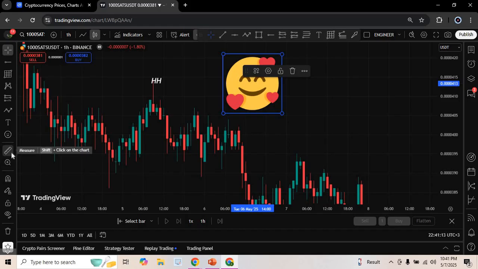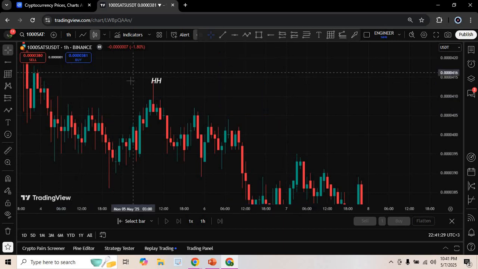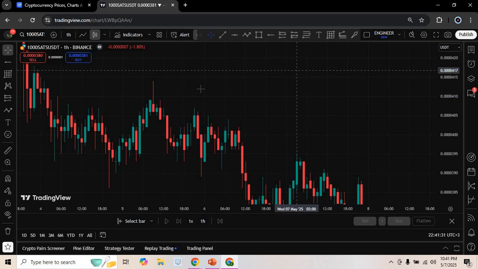We have a measuring tool. A measuring tool is a tool essentially that measures bars involved in a range that you'll choose. And on top of that, it also measures the volume, the performance, and all that. So let me just explain that in a few.